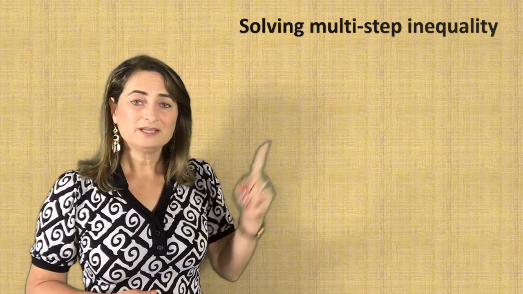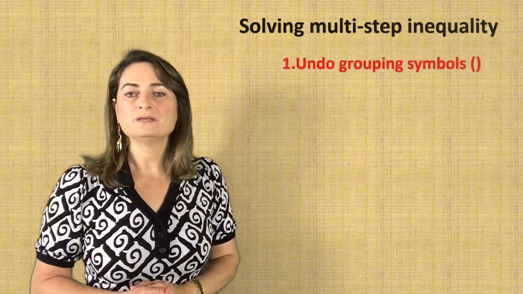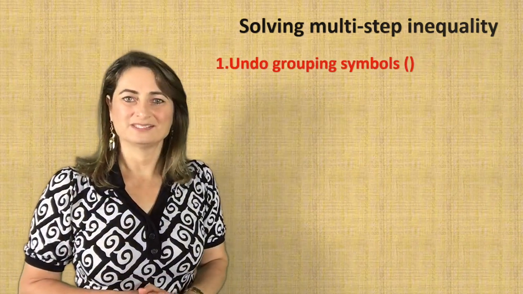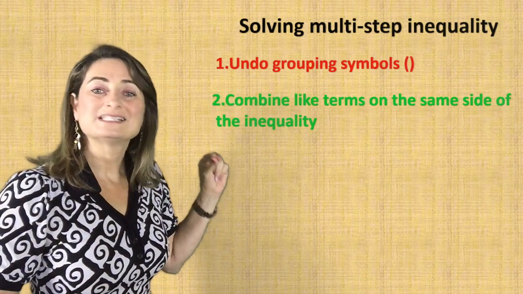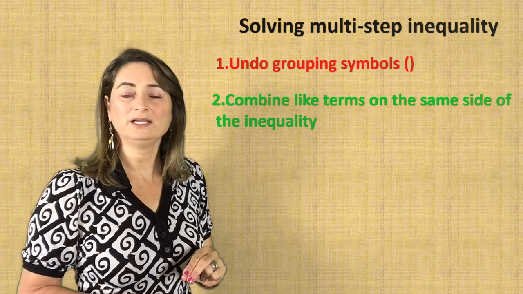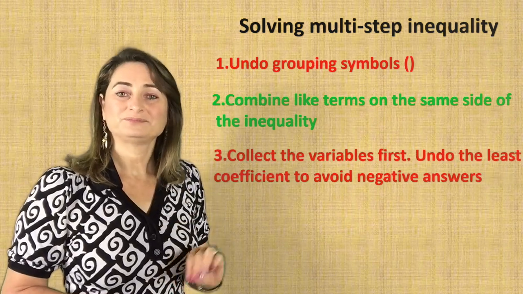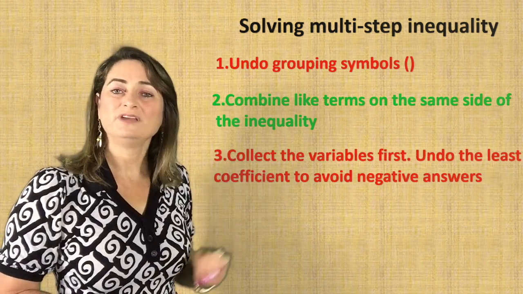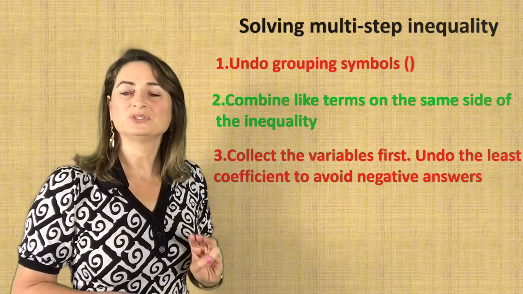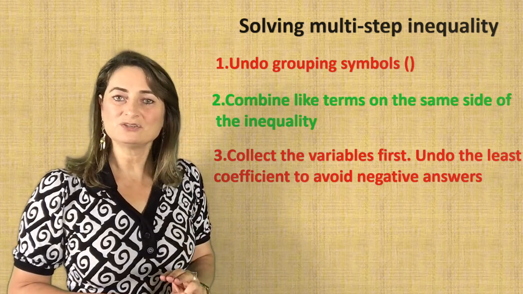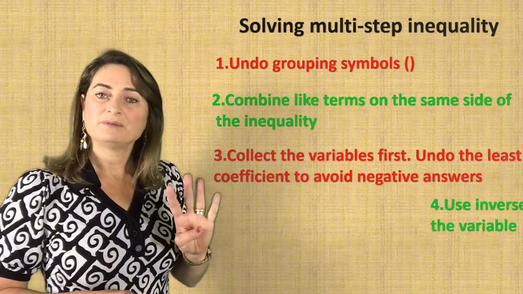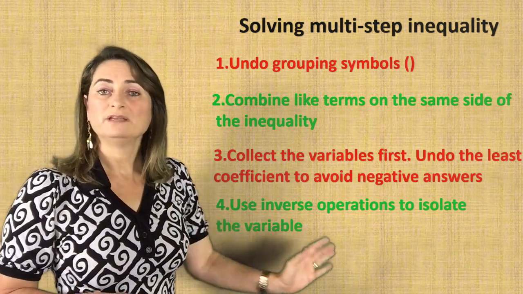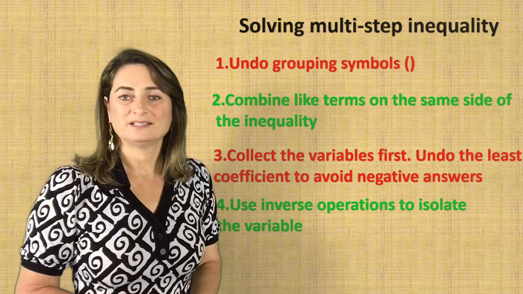Step number 1 is to undo grouping symbols such as parentheses. Step number 2 is to combine like terms on the same side as the inequality. Step number 3 is to collect the variables and make sure to collect the variable that has the least coefficient just to avoid negative numbers. Step number 4, use inverse operations to isolate the variable.